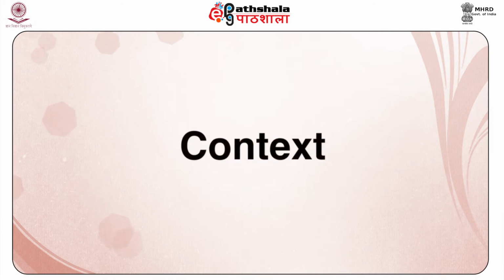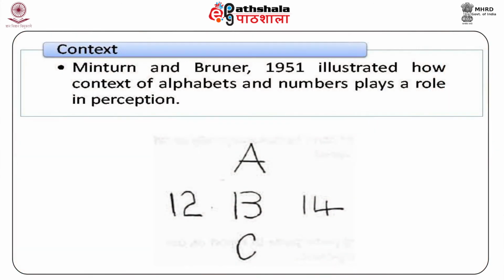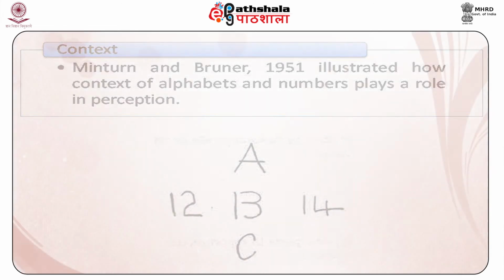Next would be the context. Bruner in 1951 illustrated how the context of alphabets and numbers plays a very important role in perception. By showing the participants an ambiguous figure of 13 in the context of letters or numbers, the physical stimulus 13 is the same in each case, but it is perceived in a different way because of the influence of the context in which it appears, which you can also see in the figure.